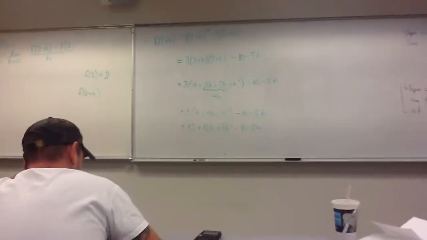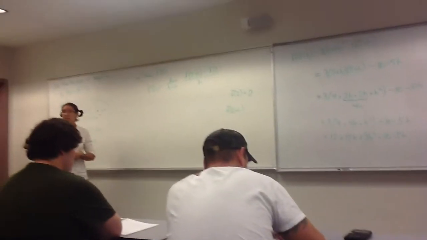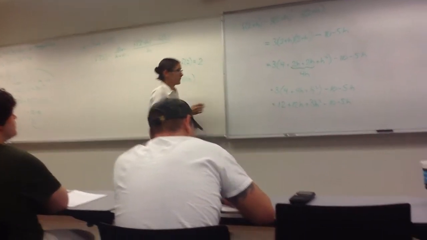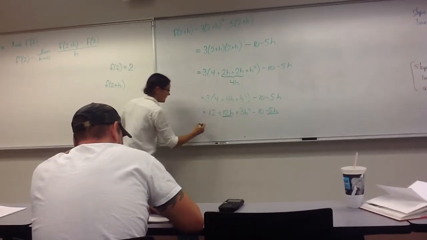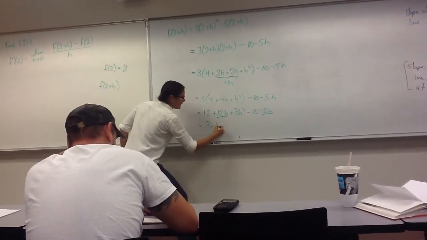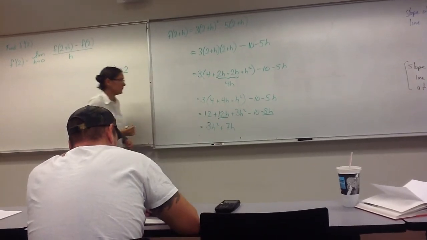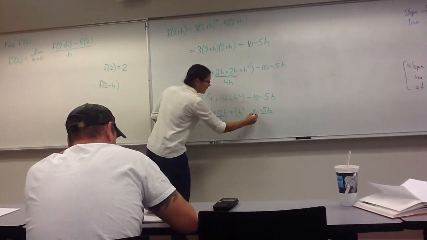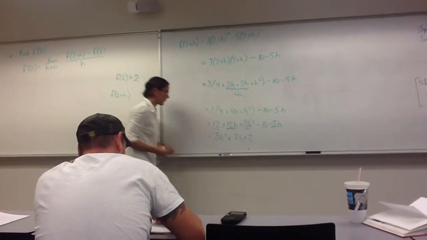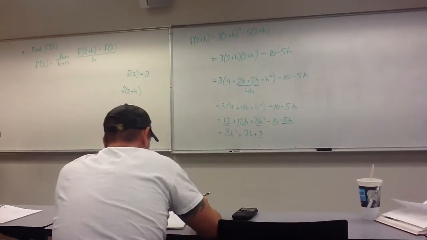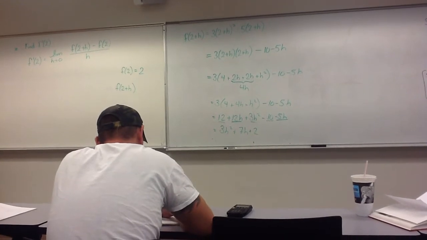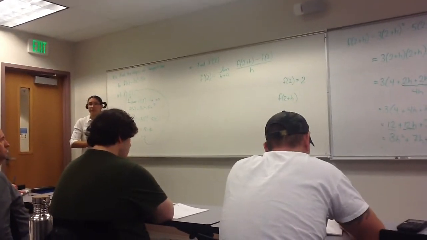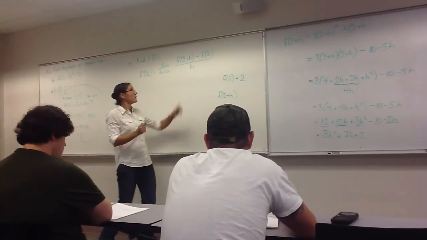All right. Can we do anything to clean that up a little bit? Okay, what kind of like terms? You got 12h and you got negative 5h. All right, so we've got a 12h and a negative 5h. So, all right, we've got a 3h squared plus 7h. Yeah, and then we've got a 10 and a 12, which gives us plus 2. So that whole thing simplifies down to 3h squared plus 7h plus 2. Okay. Any questions about that part? All right, so this is all of our side work. Let's go back over here.